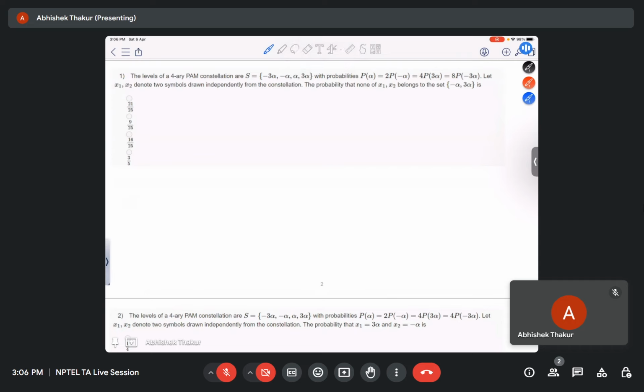So with probabilities, P alpha is equal to twice the probability of constellation minus alpha, and that is 4 times the constellation of 3 alpha, and after that, that is equal to 8 times the constellation of minus 3 alpha.